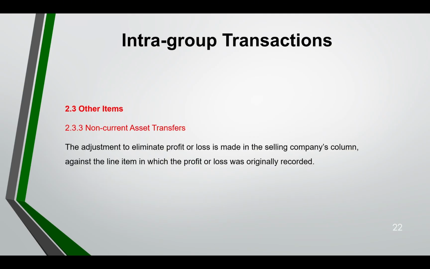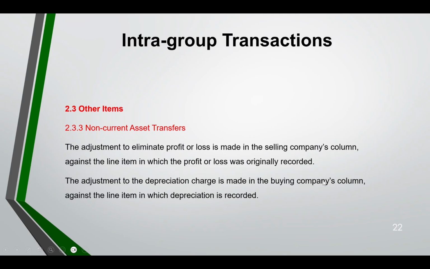Now, the adjustment to eliminate profit or loss is made in the selling company's column, the one who is selling, parent or subsidiary. From there, you have to eliminate that profit or loss against the line item in which the profit or loss was originally recorded. The adjustment to the depreciation is made in the buying company's column, the one who is buying the asset, against the depreciation recorded.